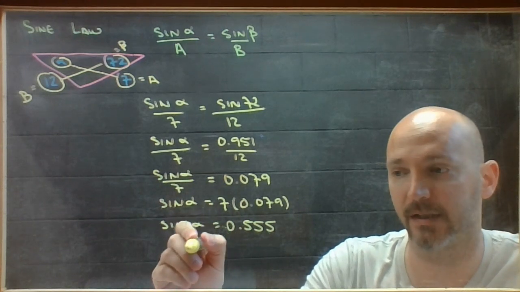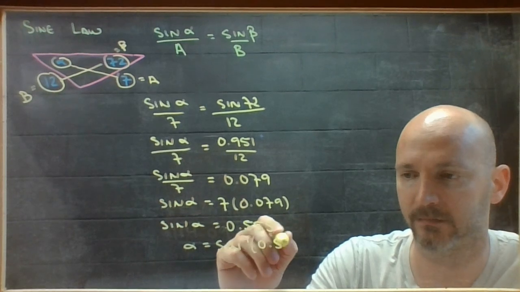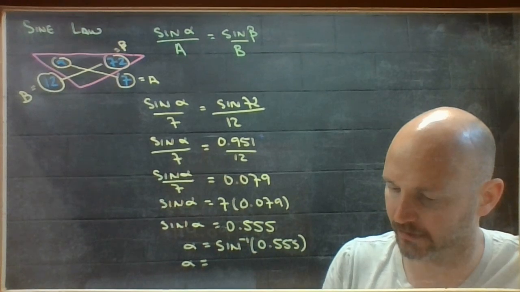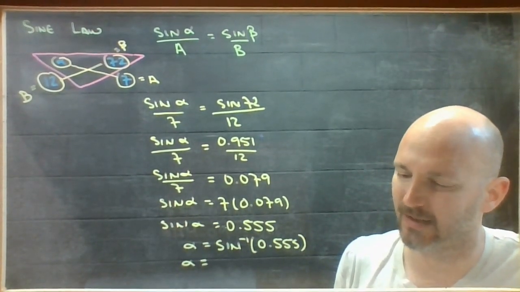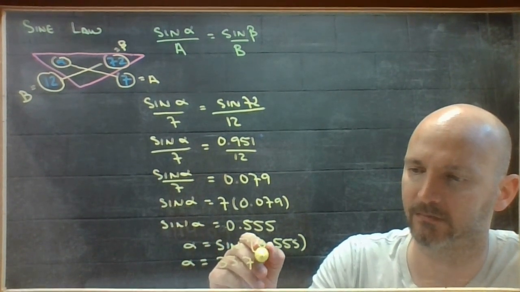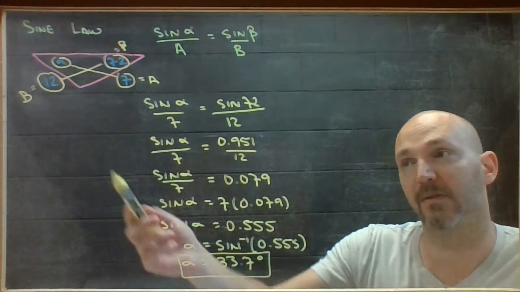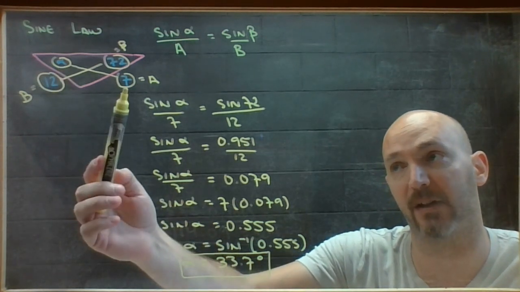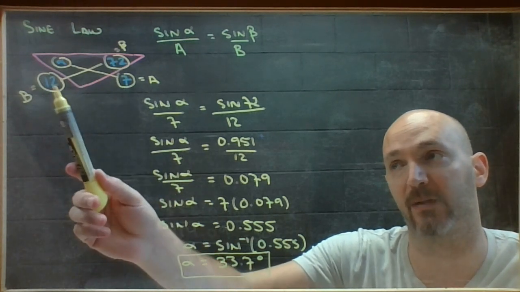So I'm going to arc sine. And I end up with arc sine of my answer, 33.7 degrees. So in order for this to work out, I'd have to have a 33.7 degree angle across from a 7 in order for a 72 degree angle to make that side 12.